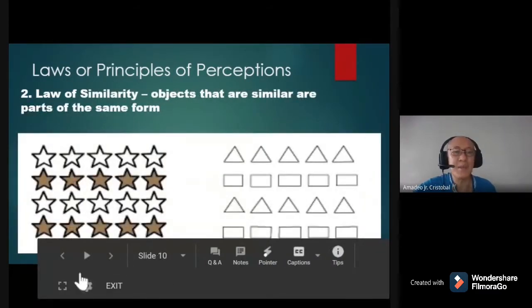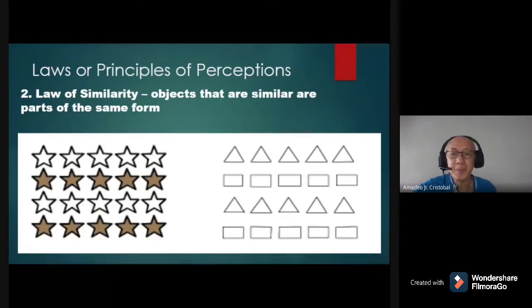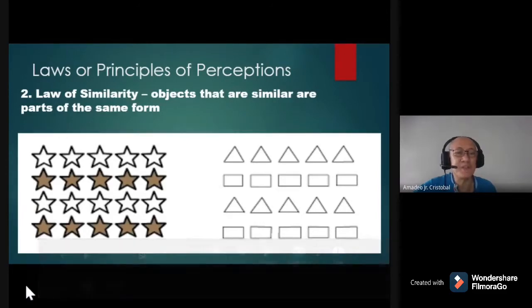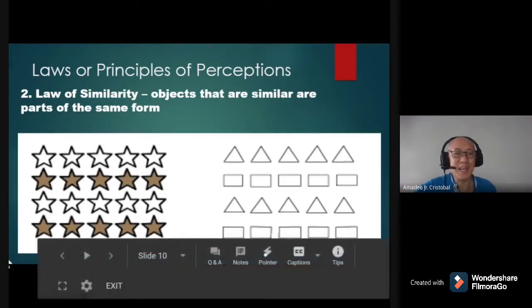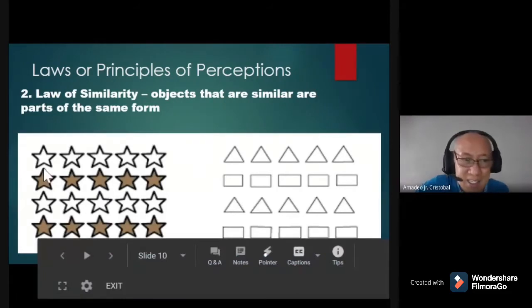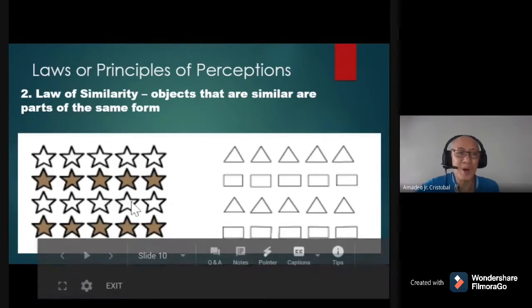Next law, we have the law of similarity. The law of similarity says that objects that are similar are parts of the same form. So you will see here on your left the stars, and according to the law of similarity, they are similar stars. They belong to the same form, and the form, of course, is stars.